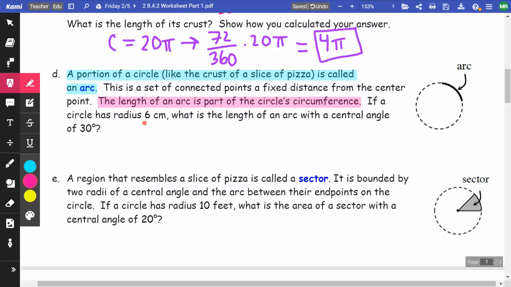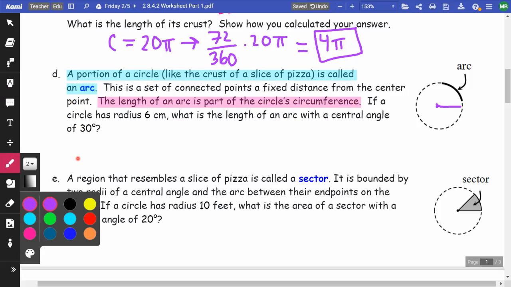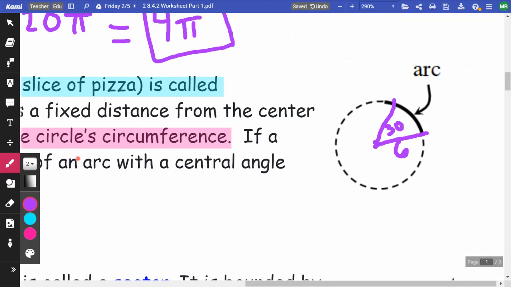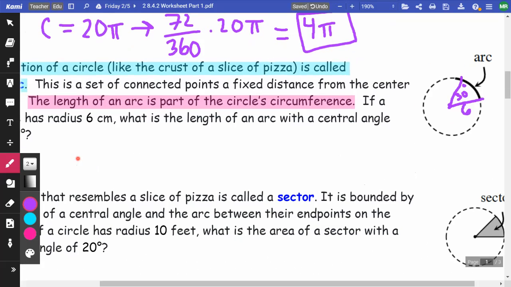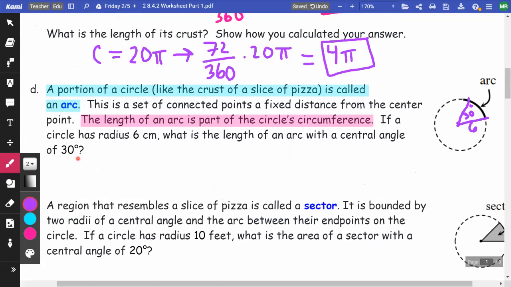If a circle has a radius of 6, what is the length of the arc with a central angle of 30? Okay, so in this picture, I know the radius, let me draw it actually to where this arc is. So we're going to be having this piece right here, okay? The radius is 6, and I know that this angle here is 30 degrees, okay? And we want to know the arc length, the length of the arc. We call it arc length. And so we are looking at this right here that I'm doing in blue. That's what we're trying to find.